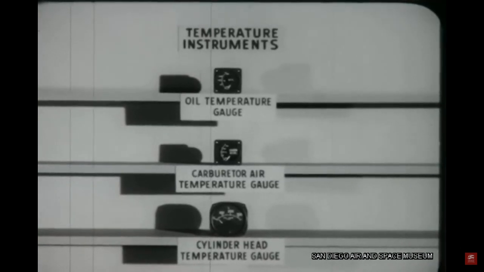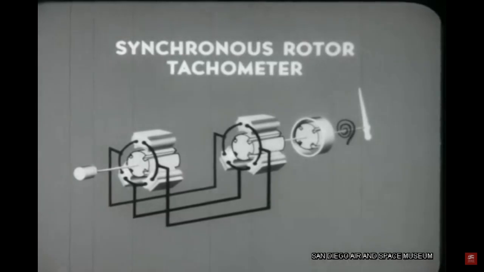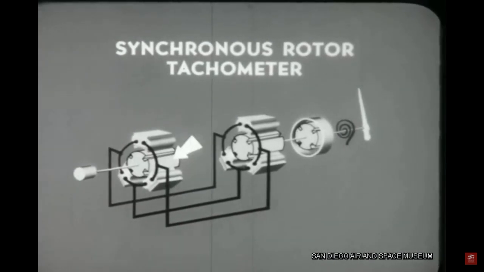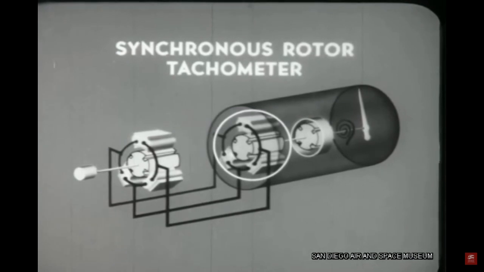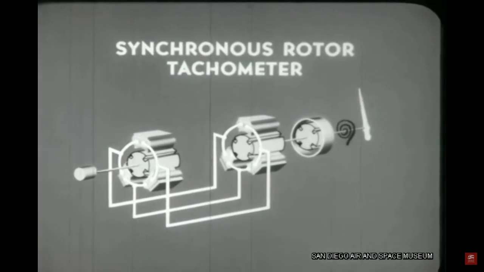The final engine instrument is the tachometer. This is also an electrical instrument, and the most common type is called a synchronous rotor tachometer. As we shall see, this name pretty well describes its principle of operation. On the aircraft engine's accessory case is mounted a small electric generator. It is called a synchronous generator, and it has a strong permanent magnet as a rotor. In the instrument case is a synchronous motor. The generator and motor are connected by 3 wires.